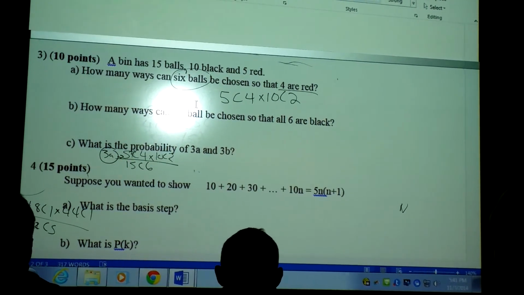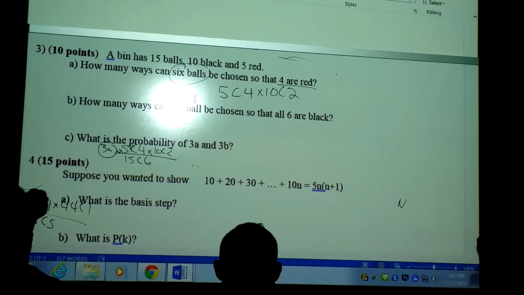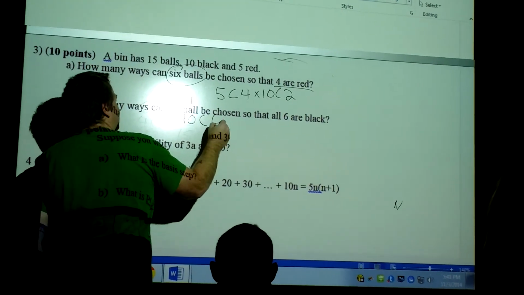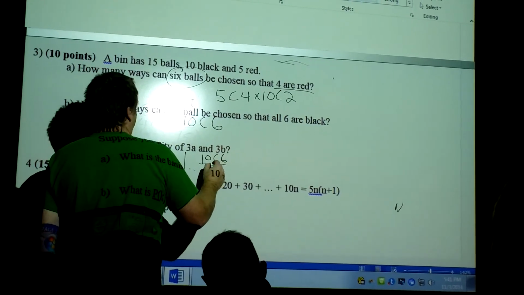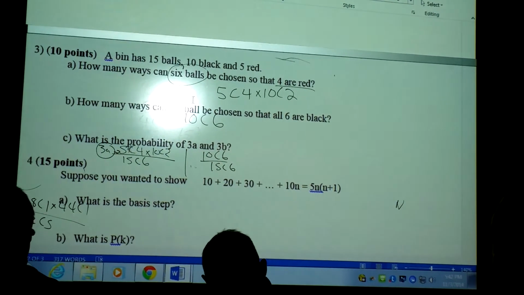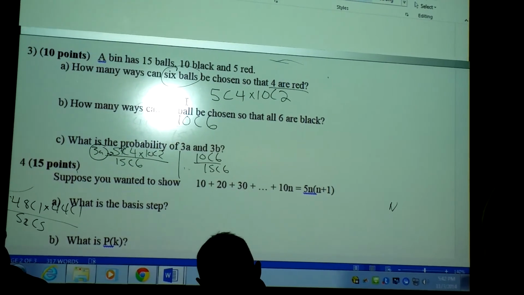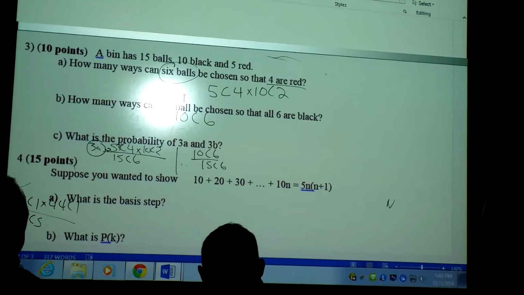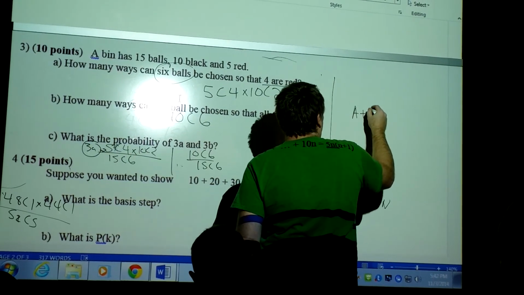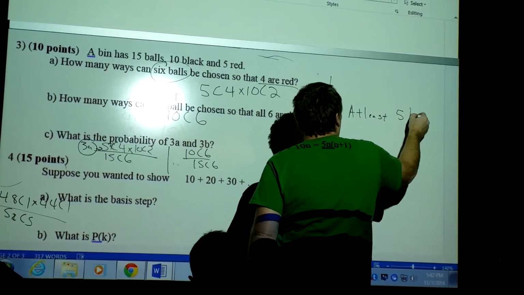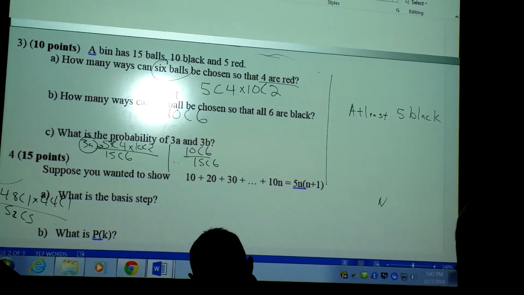What about B? How many ways can 6 be chosen so that all 6 are black? 10 choose 6. There are no other ones to pick. So the probability would be 10 choose 6 over 15 choose 6. What if I said at least? Let's say at least 5 black. Then what would that be?